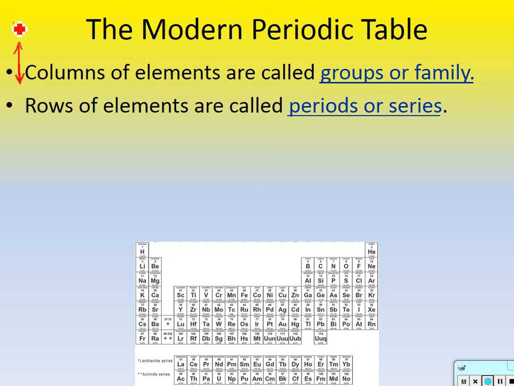Okay, rows of elements are called periods or series. Rows, I want you to make this note. Rows go left and right. Rows of elements are either called periods or series. They're called periods because they repeat every 8th element. They repeat in a predictable manner in terms of their chemical properties.